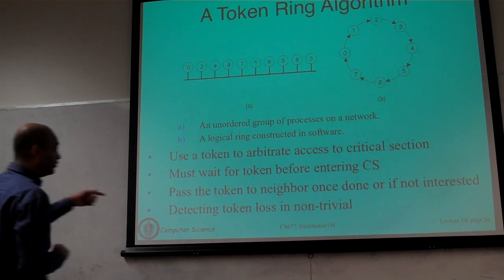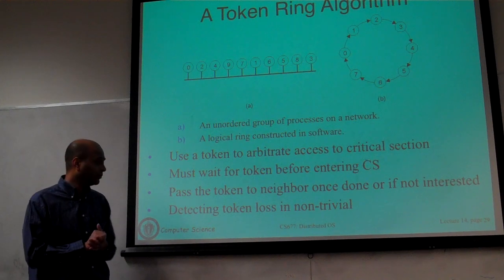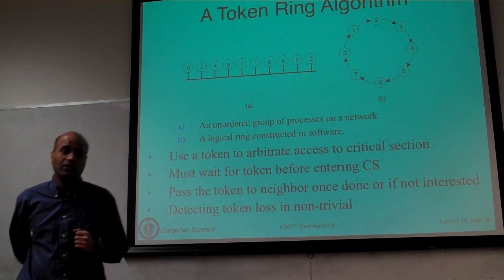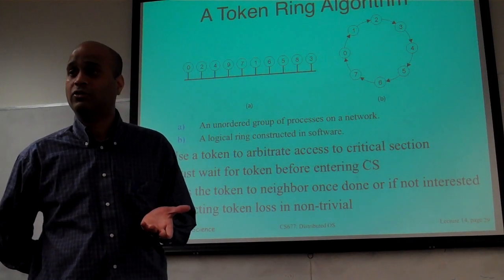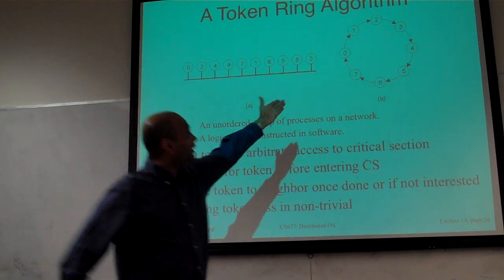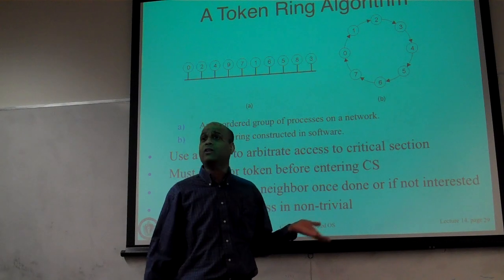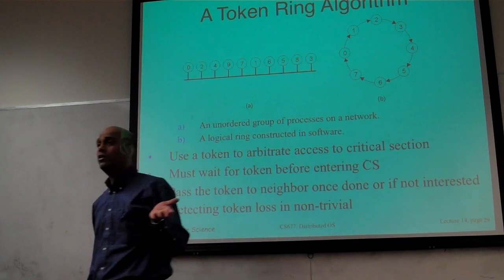Now, coming back to our use of token ring for distributed locks, the big problem occurs when a token gets lost. Let's say the process that's holding the token right now crashes. Now what should you do?